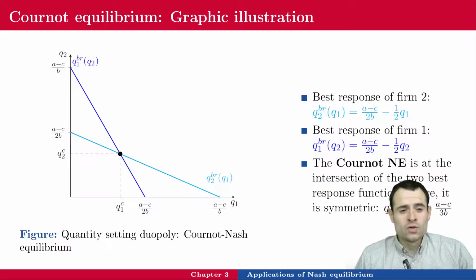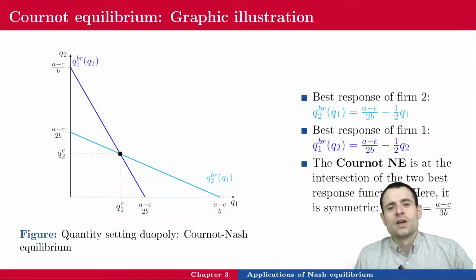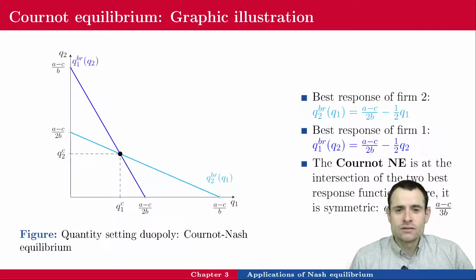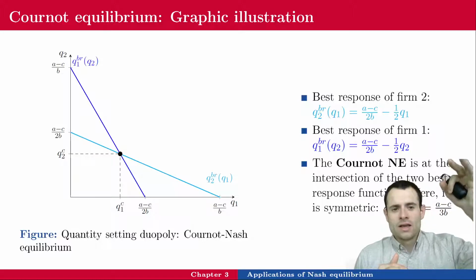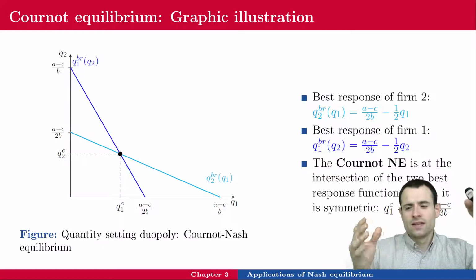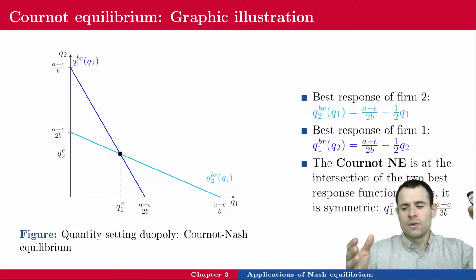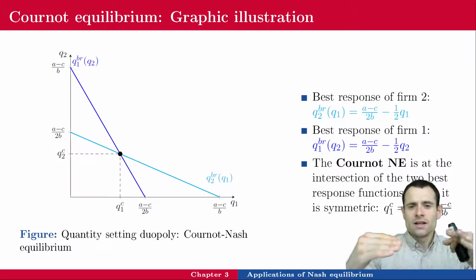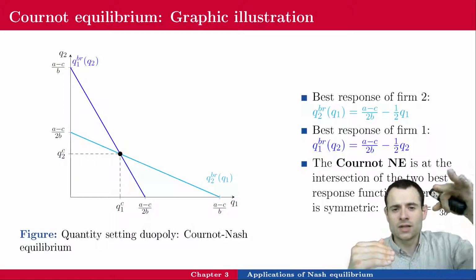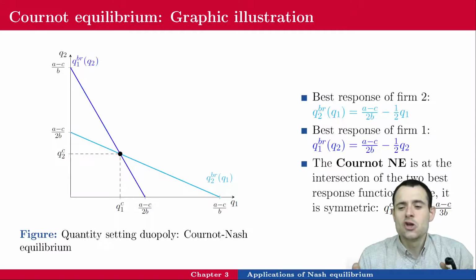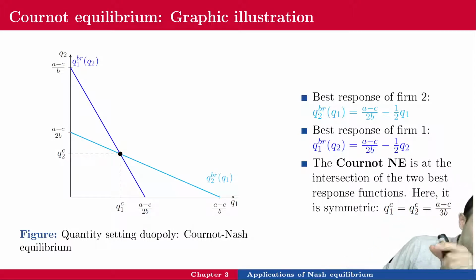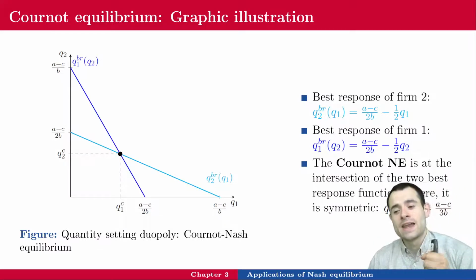You could also use iterated deletion of strictly dominated strategies by starting with the first quantity and say, okay, if this firm charges this, then this firm will never charge that. Dominated. If this is dominated, then the other firm also has a dominated strategy. And if you go back and forth many times, you will end up with the same outcome, the same Nash equilibrium.